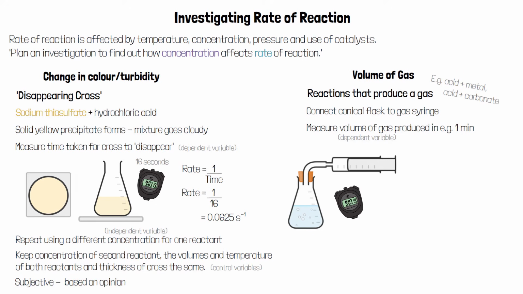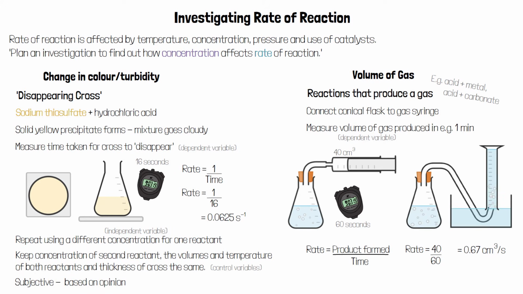We can calculate the rate of reaction using rate equals product formed over time. For example, if we produced 40 centimetres cubed of gas in 1 minute, which is 60 seconds, rate is equal to 40 divided by 60, which is 0.67 centimetres cubed per second. We can then repeat the experiment using a different concentration for one of the reactants and see how this affects the volume of gas produced. The higher the volume of gas produced, the higher the rate of reaction.